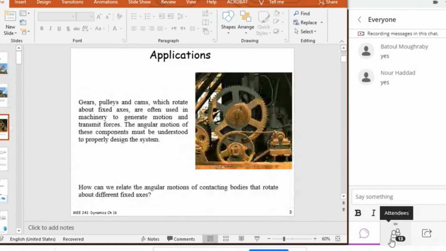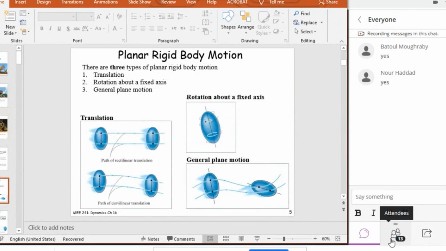I can have a translation, but in this case, in the translation, the vector AB would always be a constant vector. All right, so the AB vector will be equal to a constant vector, and this means that the velocity of all the points inside this rigid body will have the same velocity as well as the same acceleration.